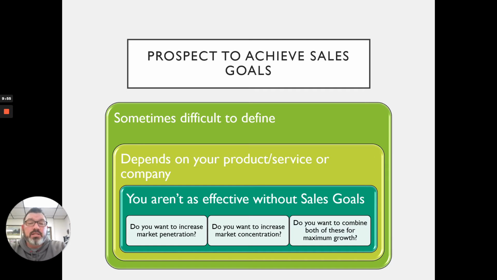Now I need to increase concentration. Now I need to start picking off more acres and more customers to increase the amount of marketplace coverage that I have with Heinz Hope Seeds. That would be increasing concentration.